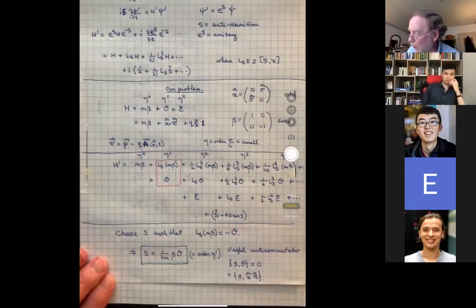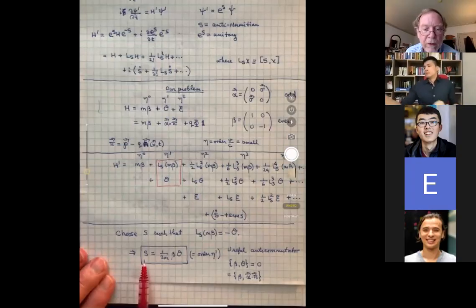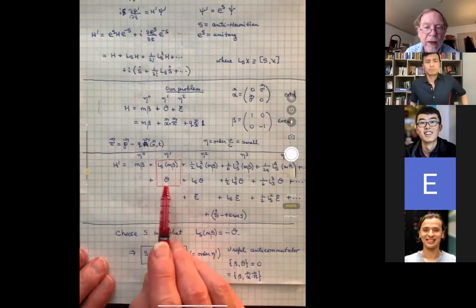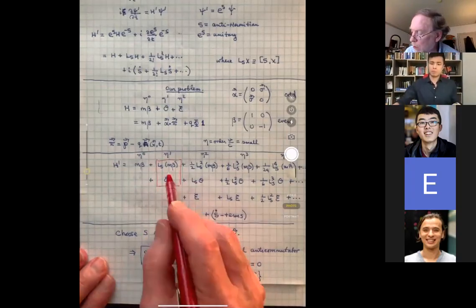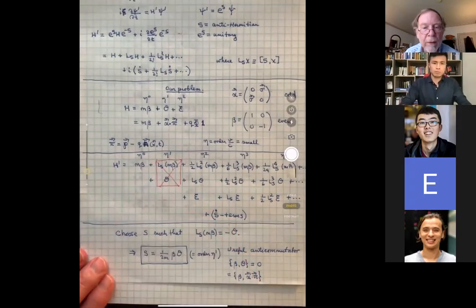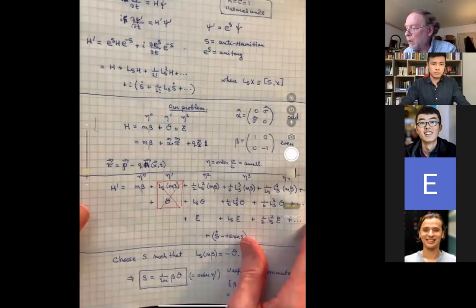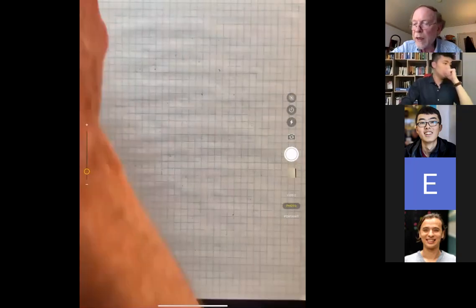Now, I think the first thing I want to do is to actually show you that this generator chosen in this way. I didn't derive this, I'm just quoting it, but I will at least go to the effort of showing you that it does satisfy L_S acting on m beta gives you minus O, and thereby causes these red circled terms to vanish, to go away, which is the whole strategy of this transformation, at least at first order. So allow me then to move on to actually doing that.